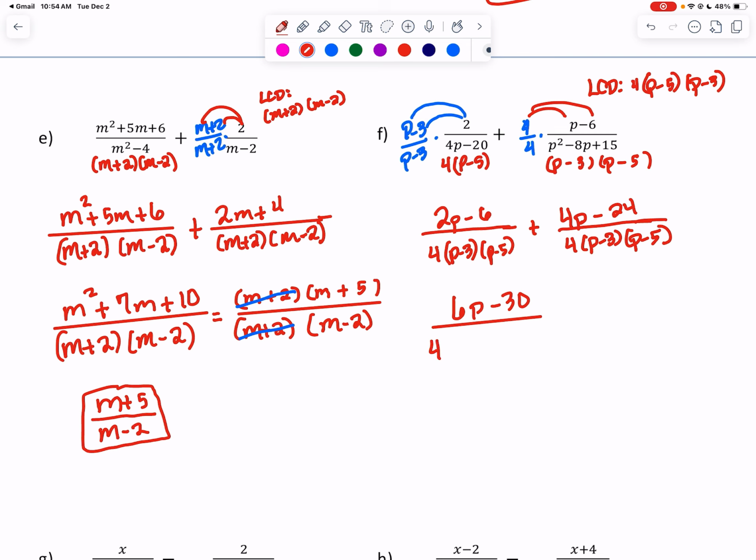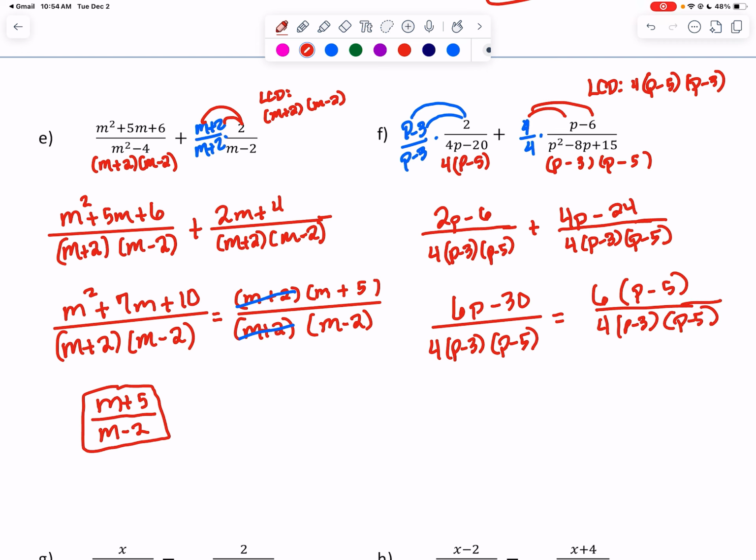And then 4 p minus 3, p minus 5. Now, if you got it to right there, great job. This is not an easy concept to get. So if you got that far, you're doing really good. However, there is one more step in this problem, because if you look at the numerator, there's a common factor of 6 that we can divide out. So 6 parenthesis p minus 5 over 4 parenthesis p minus 3 p minus 5.